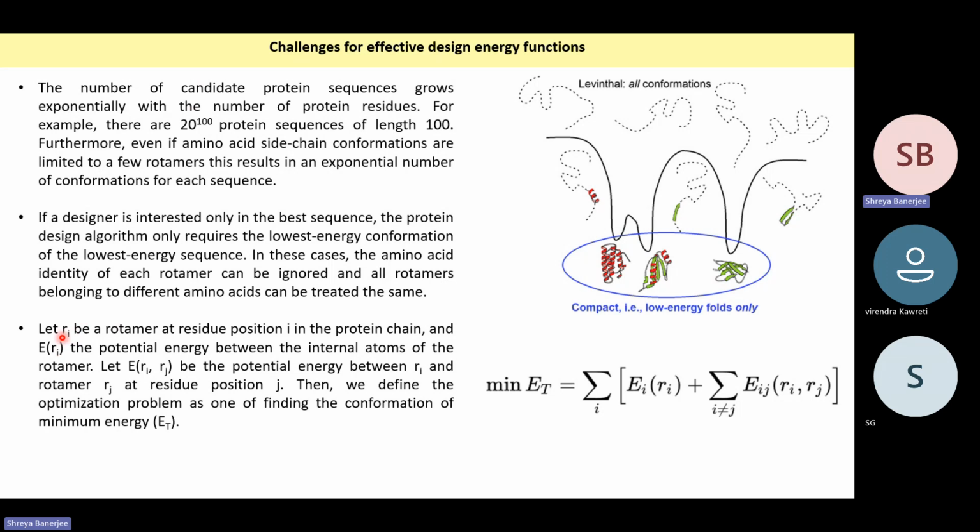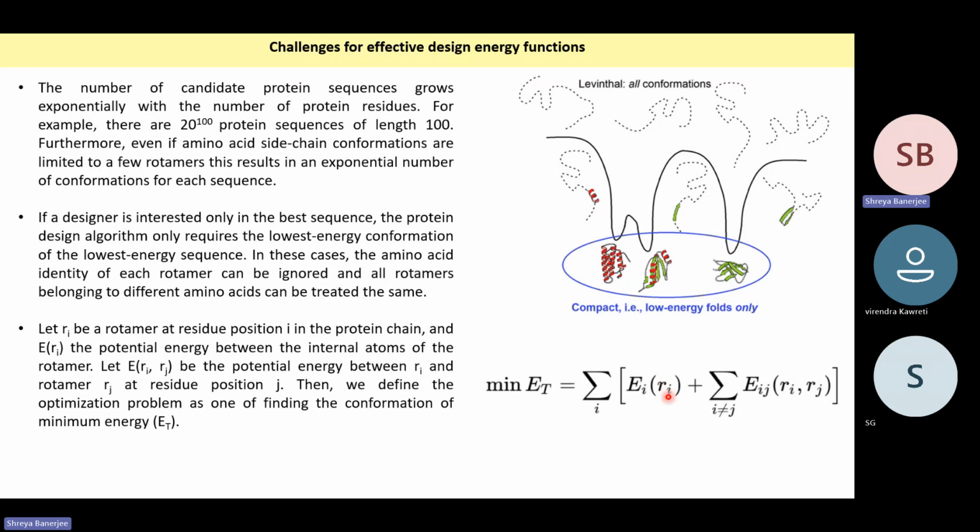We let Ri be a rotamer at residue position i in the protein chain, and Ei is the potential energy between the atoms of that rotamer. So Ri is a certain rotamer at residue position i, and Ei is the energy of that rotamer. Now Ri is interacting with a rotamer at position j, that is Rj. So there is an inter-residue energy Eij, and this is added up for all the residues. So suppose this is residue 1 and you have 5 residues.